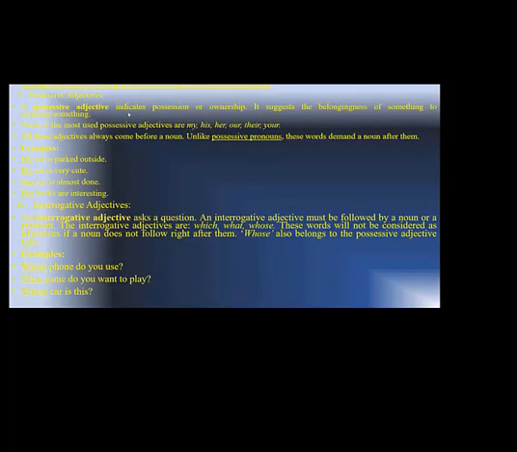Possessive adjective. A possessive adjective indicates possession or ownership. It suggests the belongingness of something to someone or something. Some of the most used possessive adjectives are my, his, her, our, their, your. All these adjectives always come before a noun. Unlike possessive pronouns, these words demand a noun after them. So this is another way of differentiating between possessive adjectives and possessive pronouns.